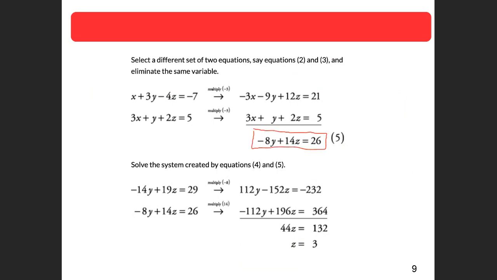So do you see what we did? We got rid of one of the variables. We got rid of the x. Now it basically is the exact same problem as we did the week before spring break. Now we have two equations, two variables.